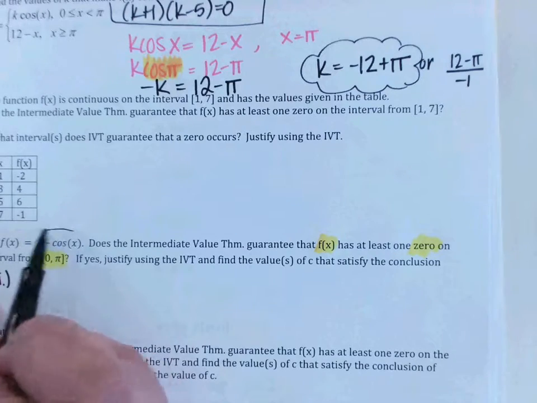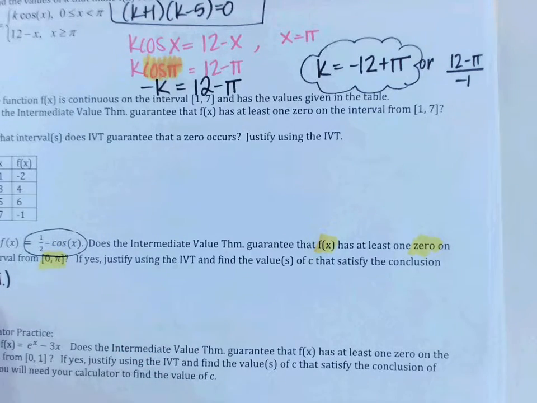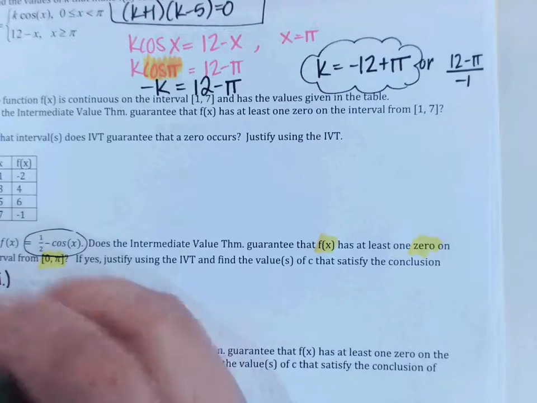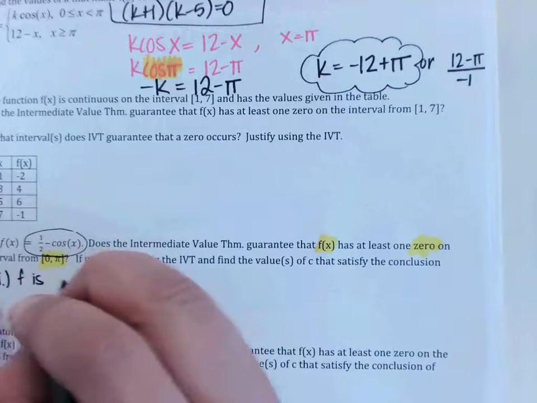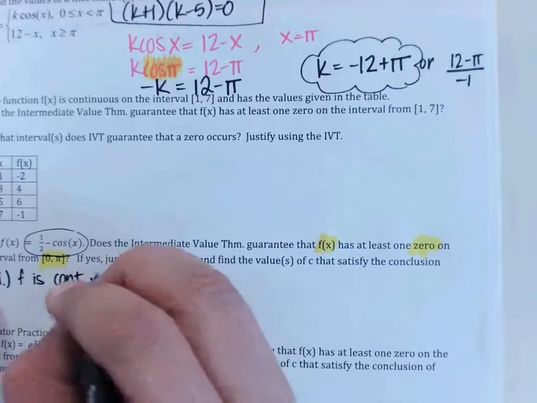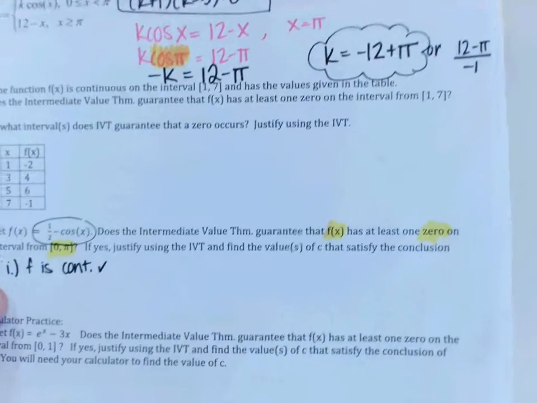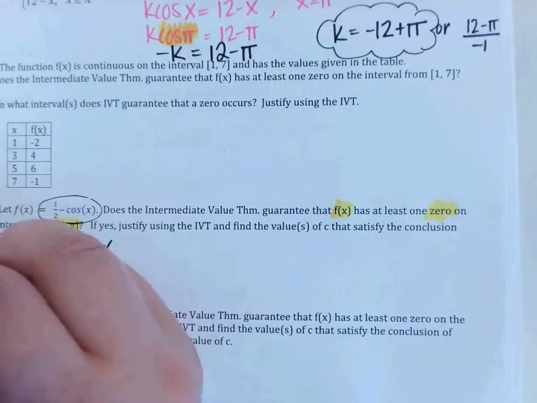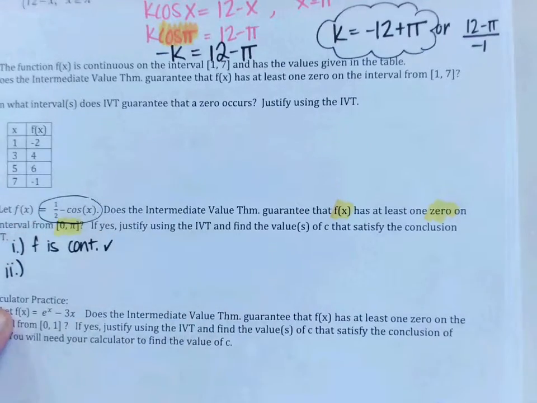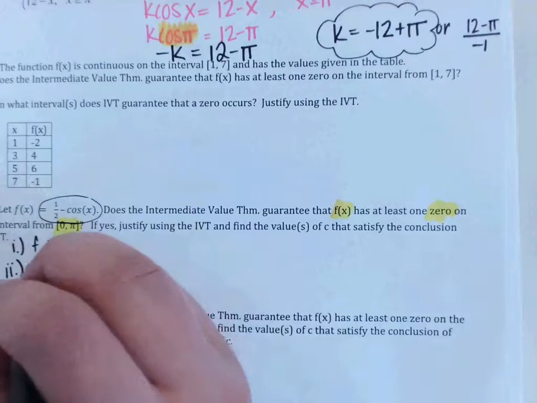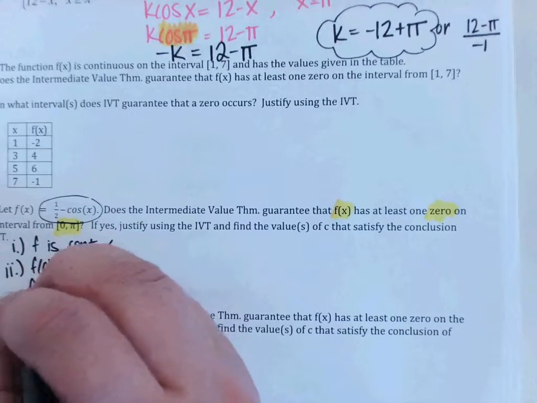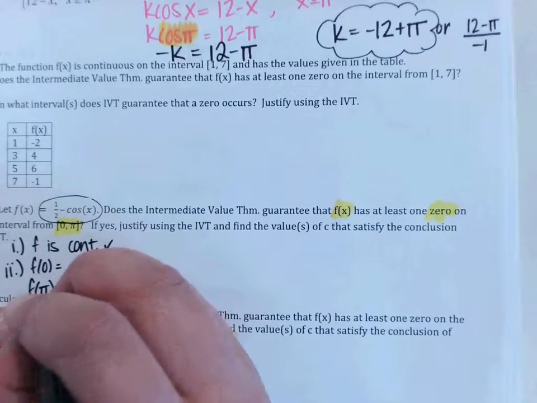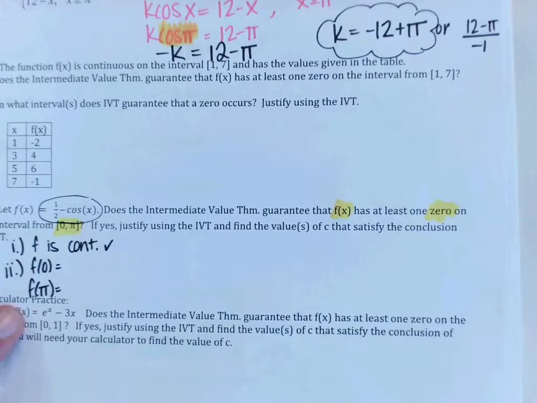Now, if it's continuous, look at the graph. If it's got a cosine in it, is cosine continuous? Yeah, so it's good to go. So f is continuous. Check. Cosine is continuous everywhere. Okay, what's the second thing I check? If the y values are the same, so I have to check 0 and pi. This would be without a calculator.